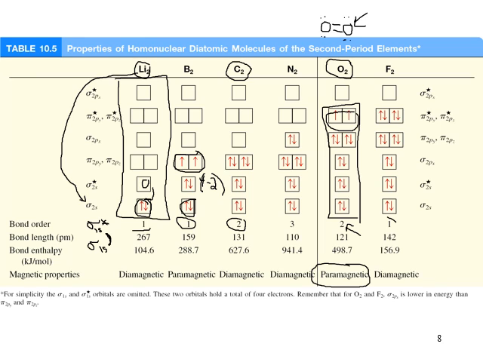If you look at F2, you would get a bond order of 1, and you would see that they're all paired, and that would be diamagnetic. And sure enough, F2 is diamagnetic by experiment. This table also shows us bond lengths. And we see different single bonds here. In lithium 2 and B2, there's a single bond, and in F2, there's a single bond. But they all have different bond lengths.